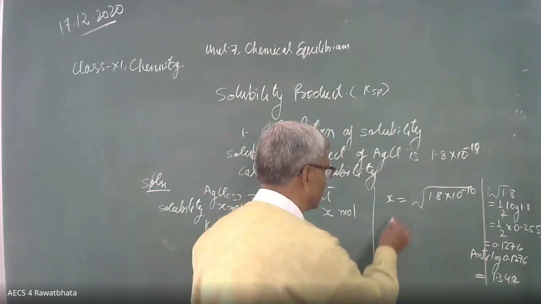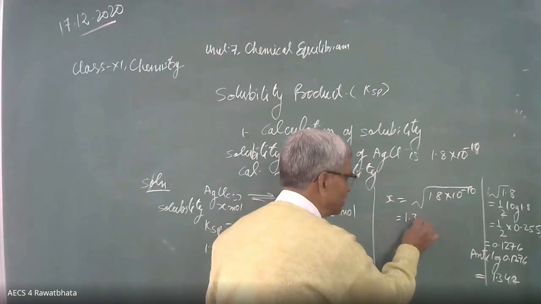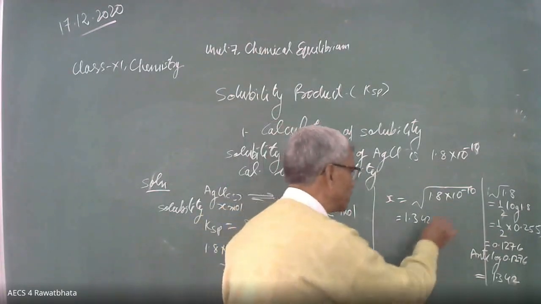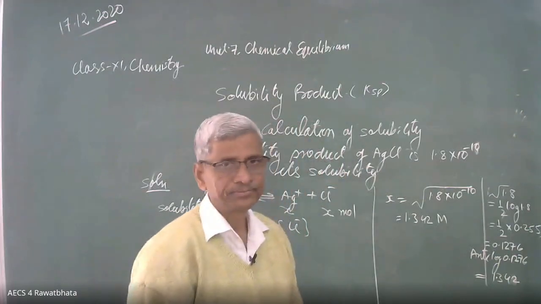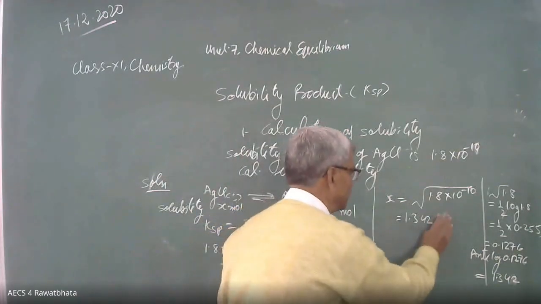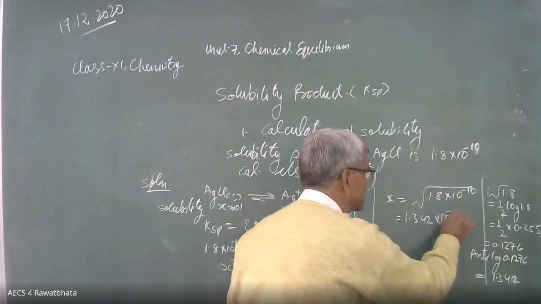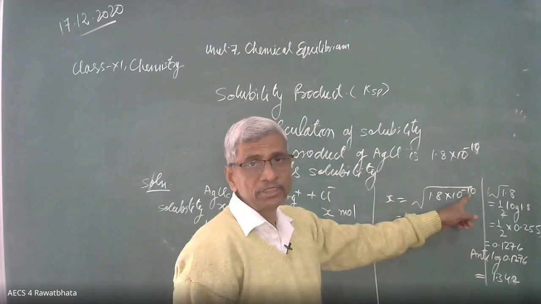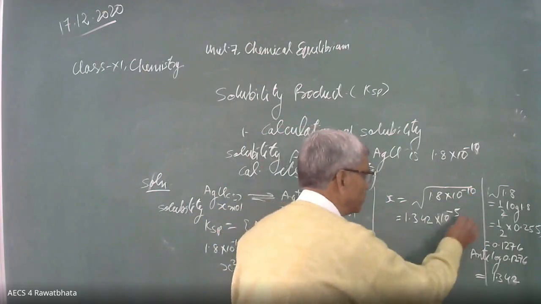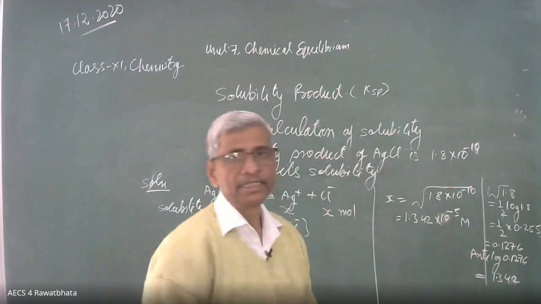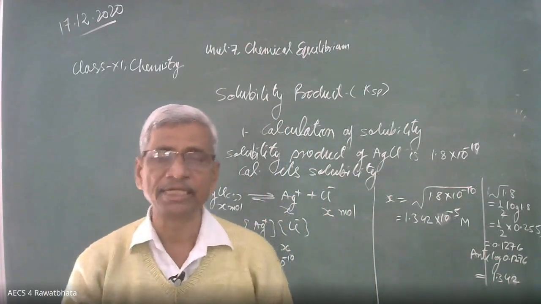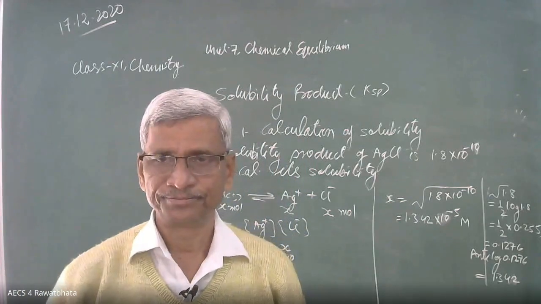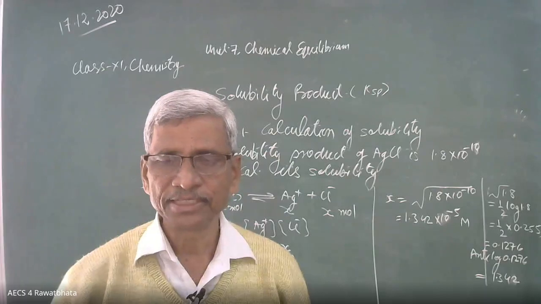So x is equal to 1.342. This is the concentration, moles per liter, into 10 raised to power minus 5. Here the 10 raised to power minus 10, its square root is 10 raised to power minus 5 molar. This much moles of AgCl can be dissolved in 1 liter. This is the meaning of this solubility product. Okay, beta? This is the way to calculate.